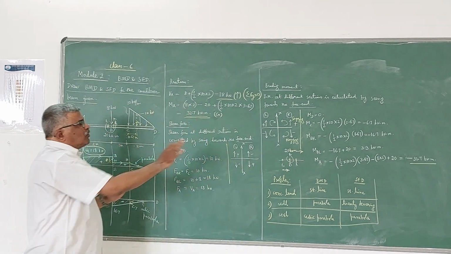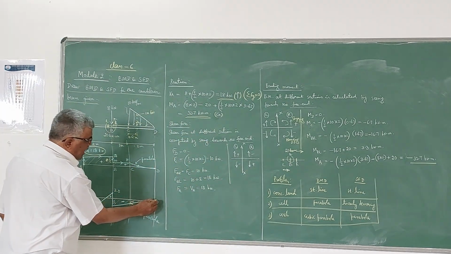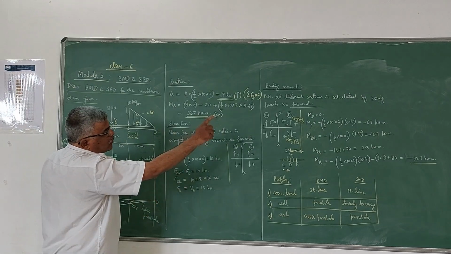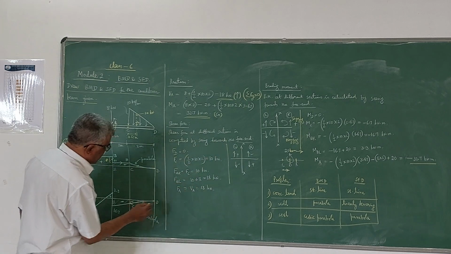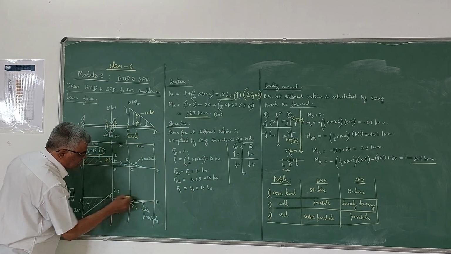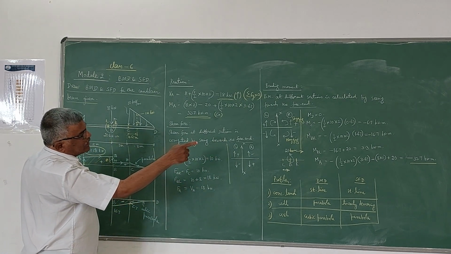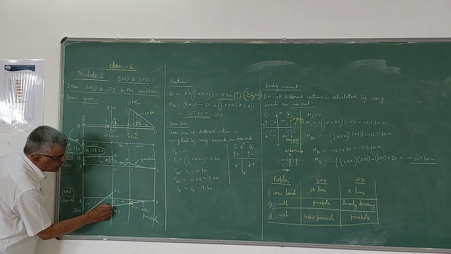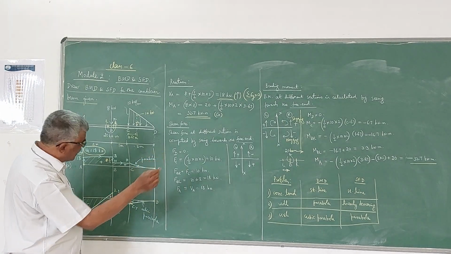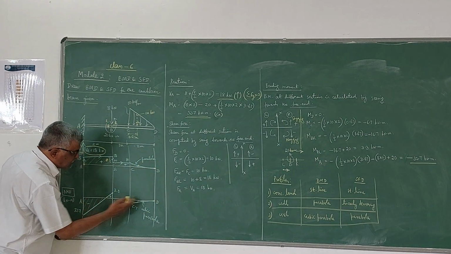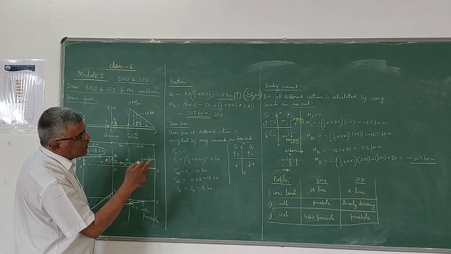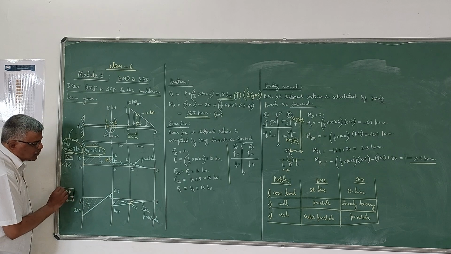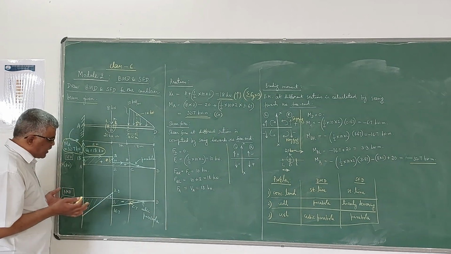So if you plot all those values, starting from the free end at D, MD is 0, then you move in the same order. MC is minus 6.7; minus means you have to plot below the line, which is hogging. Then MBR is minus 16.7. Then MBL is 3.3, it is positive, therefore you have to plot above the line. Then MA is minus 32.7, once again below the line, and it closes. Here, how to join the points is very important.